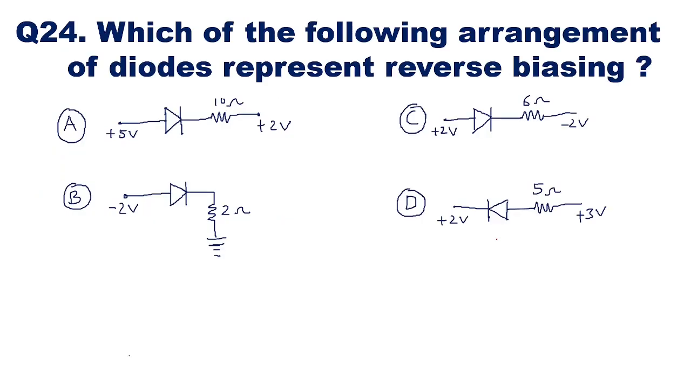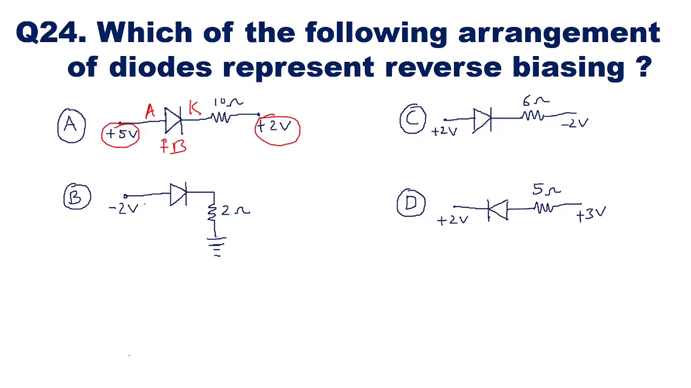Question number 24. Which of the following arrangement of diodes represents reverse biasing? Now we know that reverse bias is a phenomenon where the anode is connected to a negative potential and the cathode is connected to the positive potential. In other words, the cathode is more positive with respect to the anode. Option A shows the anode, this is the anode and this is the cathode. The anode is connected to plus 5 volt and the cathode is connected to plus 2 volt. So this is forward bias.